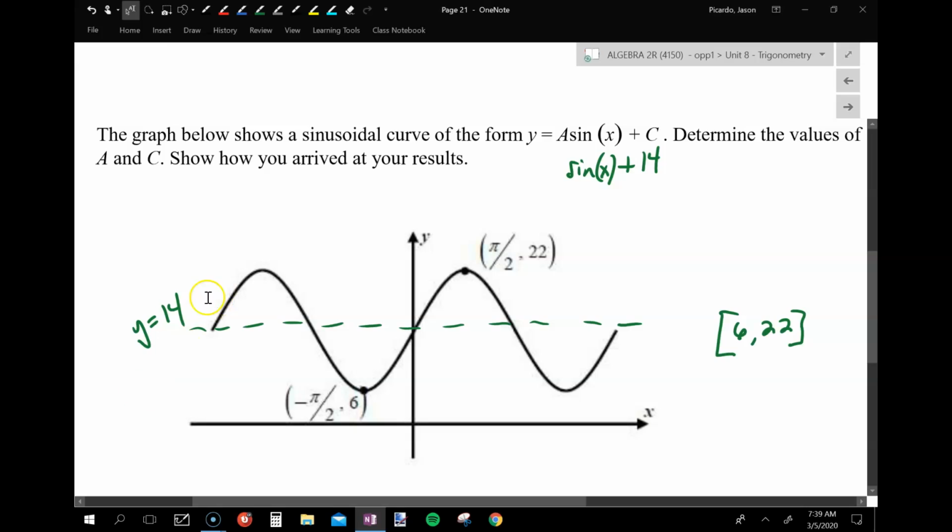Okay. Well, we did that already. It's 14. So how far is it from 14 to 22? How far is it from 14 to 6? So that must be the amplitude, right? I must have gone 8 up. I must have gone 8 down, right? Boom.